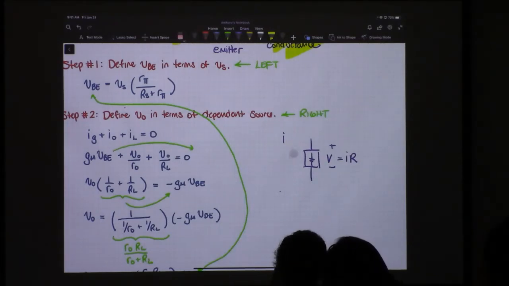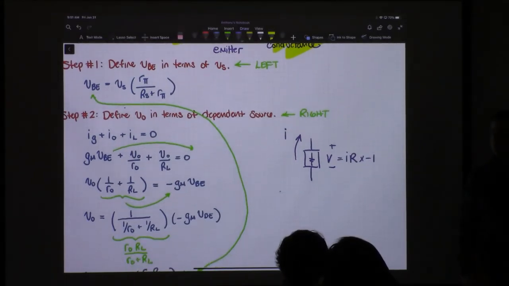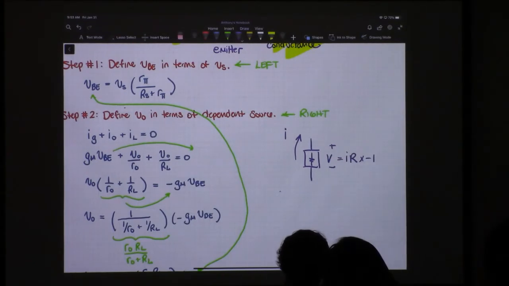If you don't satisfy the passive sign convention, let's say the current looks like this, then you have to make sure to account for it in your math. There's two ways of doing it. You can try to always adhere to the passive sign convention, or you can account for it like this. I normally try to adhere to it.